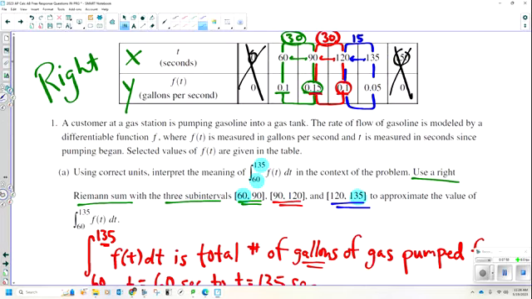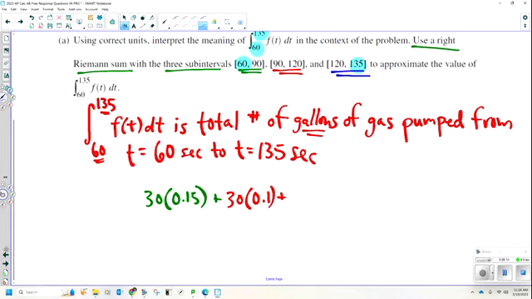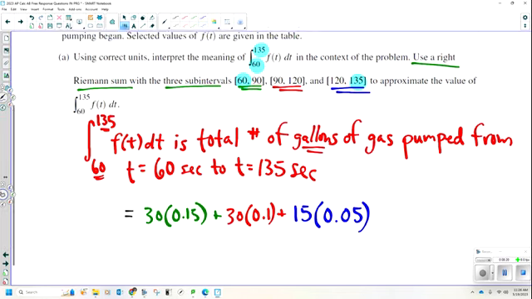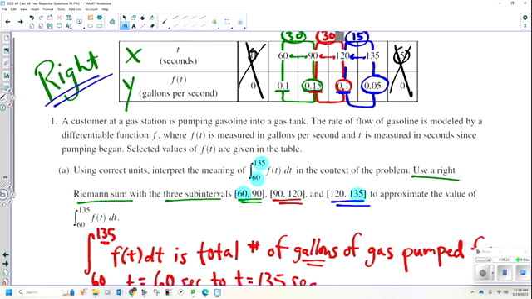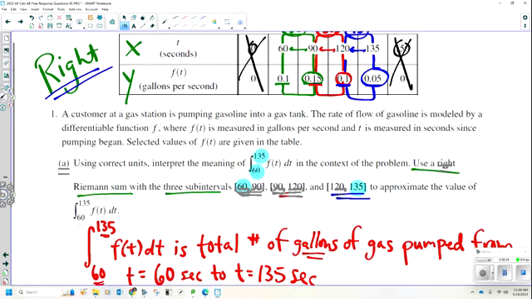Again, I got 0.1 on the left, 0.05 on the right. This is a right Riemann sum, so I'm going to take my 0.05 and multiply that times my width, which is 15. Now, you are a smart person, I don't doubt that. But we get a calculator here, and this is timed. So quit wasting that time and just type that in the calculator, will you?